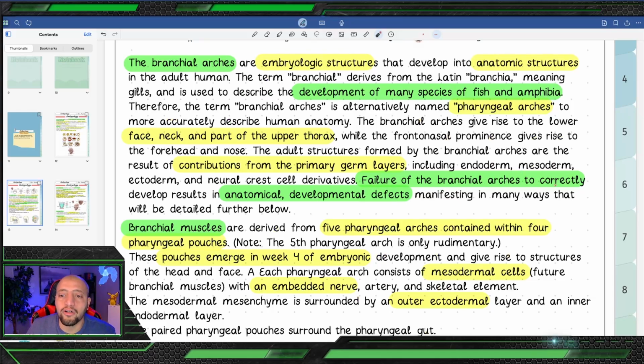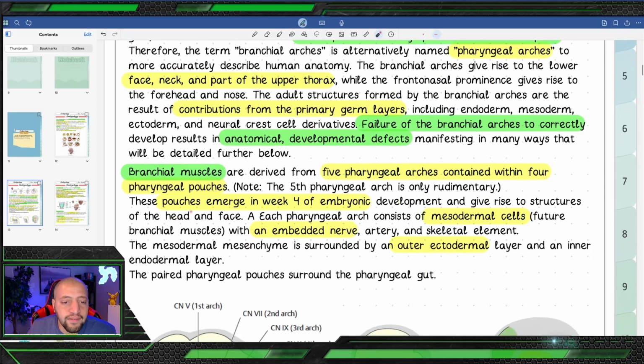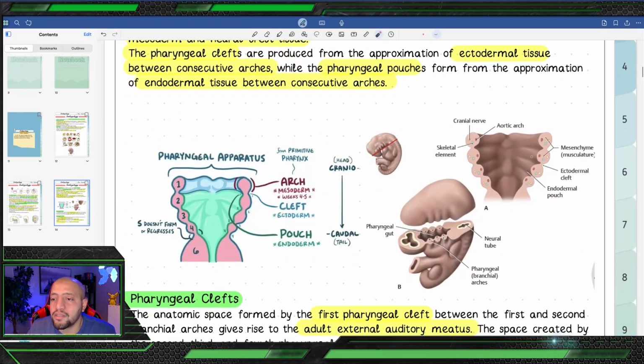Failure of the branchial arch to correctly develop results in anatomical and developmental defects manifesting in many ways that will be detailed further below. Branchial muscles are derived from the 5 branchial arches contained within 4 pharyngeal pouches. So, oh my goodness, branchial arch pouch, this is too much. Okay, so let's move on to this picture to discuss this one.